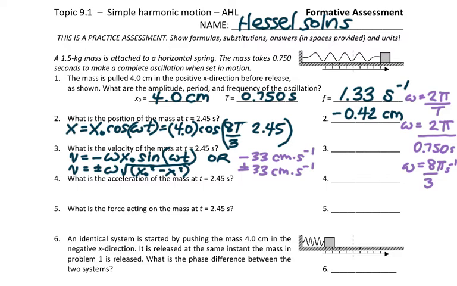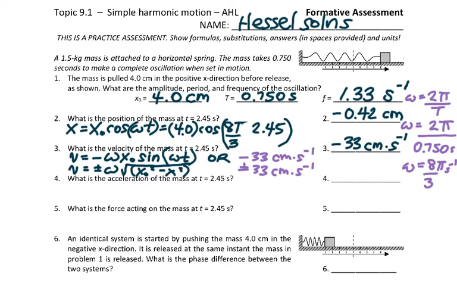If we consider that at 2.45 seconds, the period is 0.75 seconds. So if we divide 2.45 seconds by 0.75, we get about 3 1/4. So that means it's about 3 1/4 oscillations, where the initial condition is that the mass is displaced positively already. So if it's completed 3 oscillations, it goes back to where it started. And if it then has about 1/4 of an oscillation back, that's not even half an oscillation, so it's going to be going back the other way. It's going to have a negative velocity. So yeah, our answer for number 3 is going to be negative 33 centimeters per second.